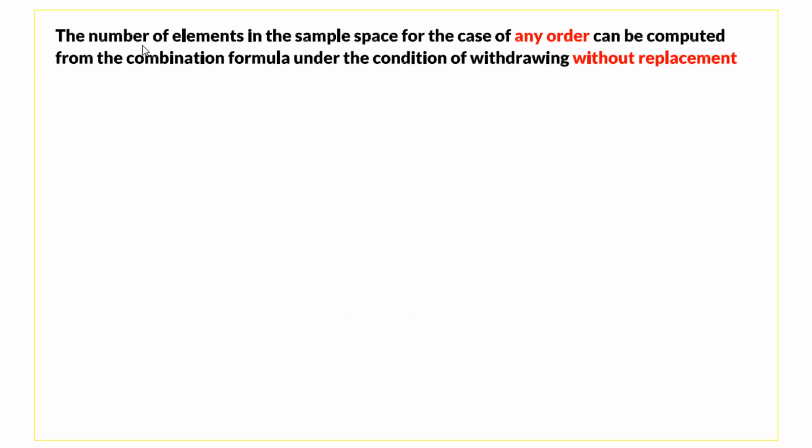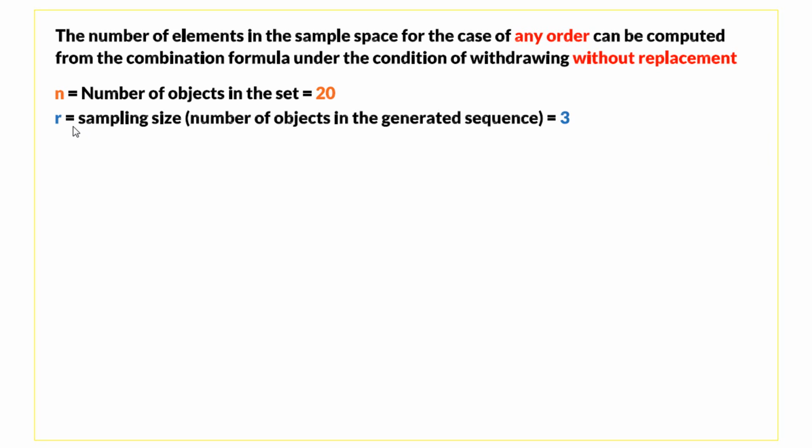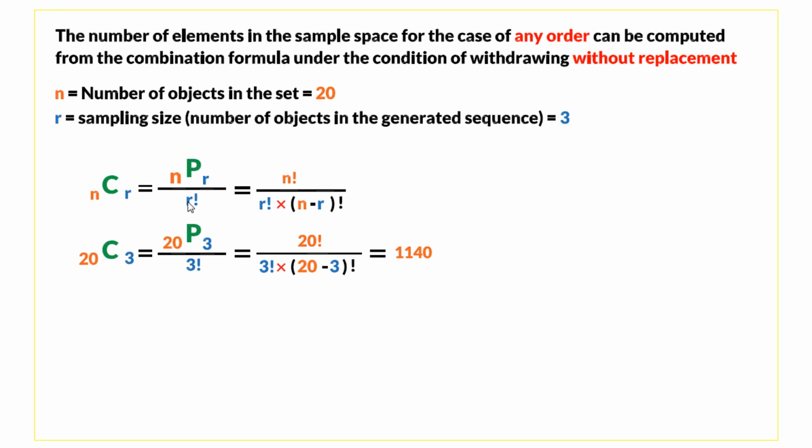The number of elements in the sample space for the case of any order can be computed from the combination formula under the condition of withdrawing without replacement. So here we have the number of objects in the set, or the population, 20, and the sampling size is 3. So we are picking up 3 objects out of this 20 population, and we apply the combination formula. We substitute N and R and we get 1140 possible unordered outcomes.